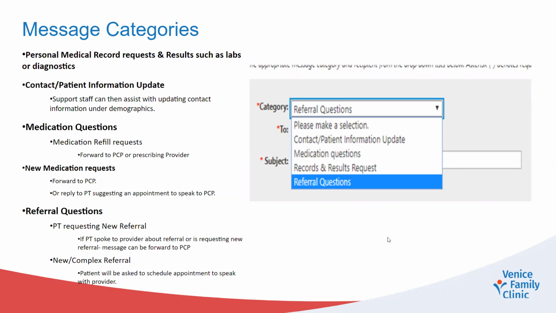So message categories. So this is on the patient's side. So there's different categories which they can send a message to us. For example, personal medical record requests and results such as labs or diagnostics, contact/information update, patient information update. So support staff can assist with updating contact information under demographics.